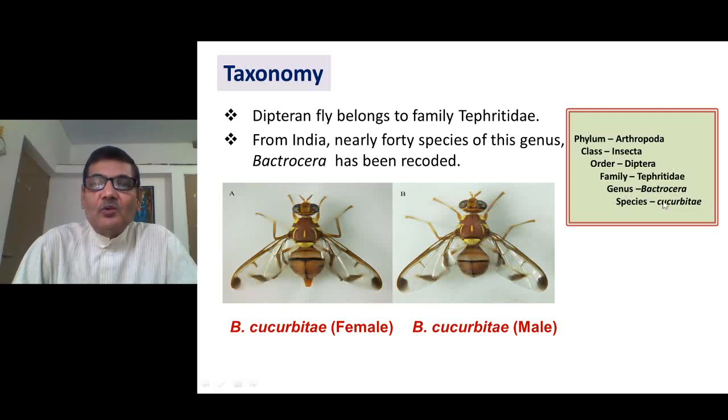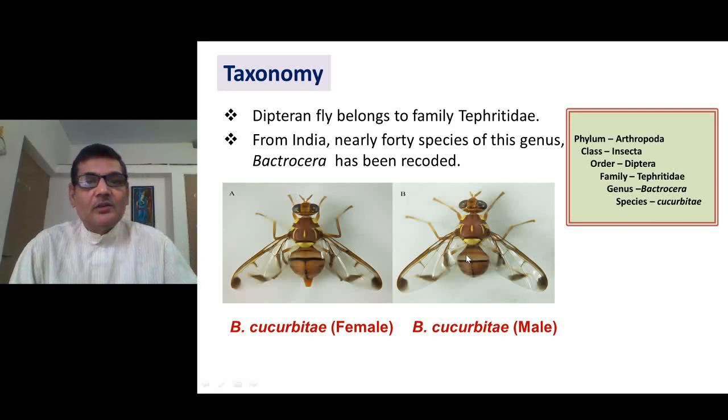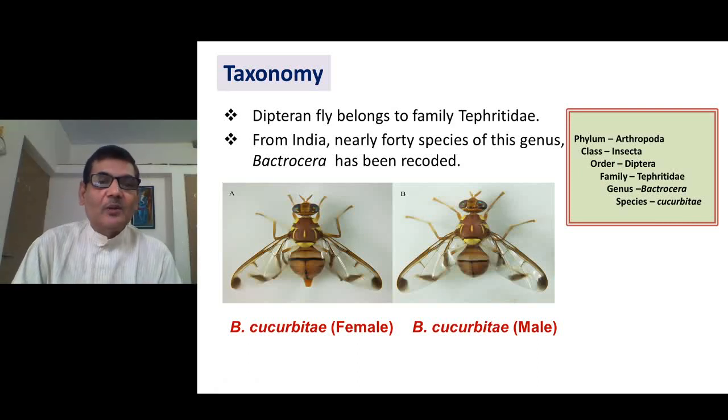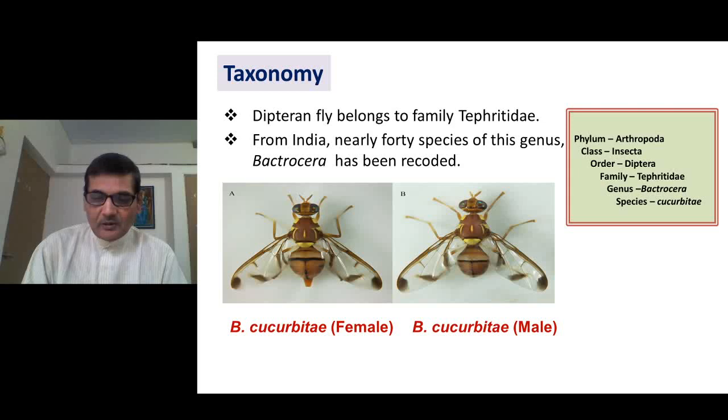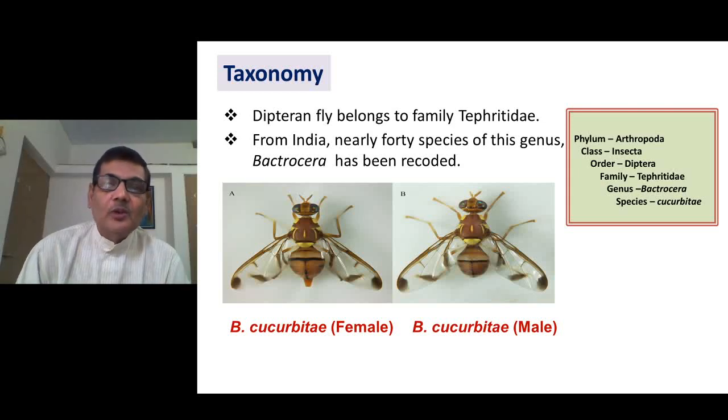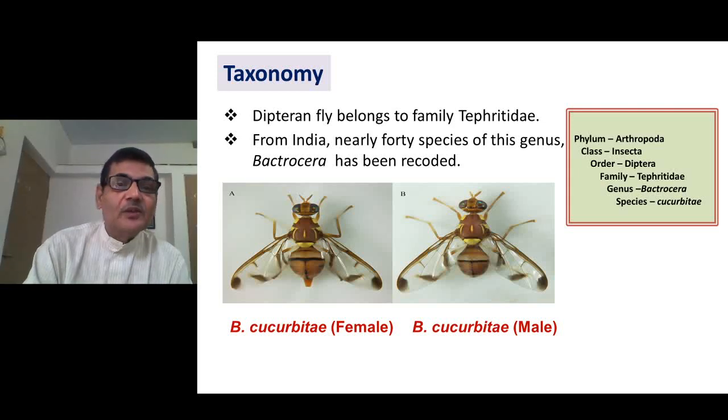So Bactrocera cucurbitae is melon fruit fly, and this fly is quite a big menace to the farmers, to the agriculture persons, because they face much loss. So you can see the taxonomic position of this insect fly.